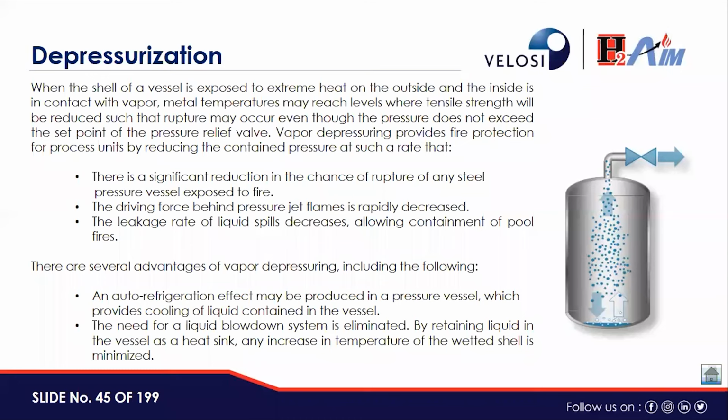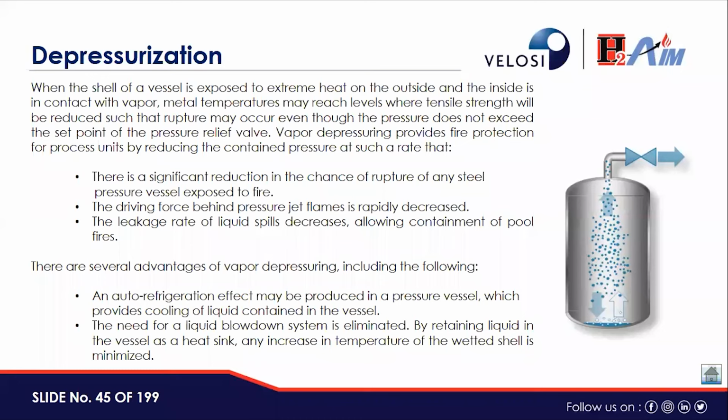Vapor depressuring provides fire protection of process units by reducing the contained pressure at such a rate that there is a significant reduction in the chance of rupture of any steel pressure vessel exposed to fire. The driving force behind pressure jet flames is rapidly decreased. The leakage rate of liquid spills decreases, allowing containment of pool fires.